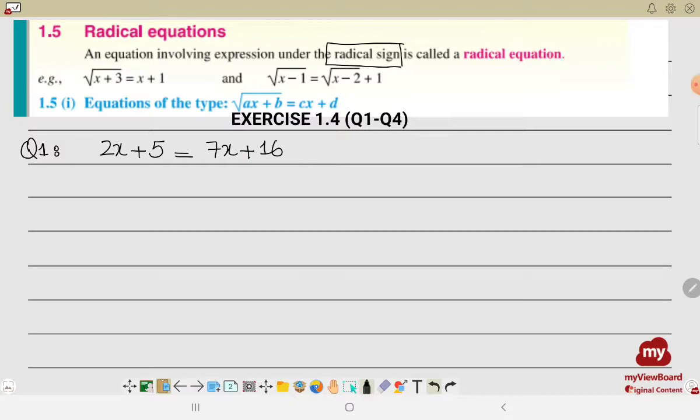This is question number 1 of exercise 1.4. Let's see where we are going to place the radical sign. Here is the radical sign, right? So how are we going to solve it? In order to remove the radical sign, we have to take the square on both sides. We'll write squaring both sides. By taking the square on both sides, in the very first step of working, the radical sign will be removed.